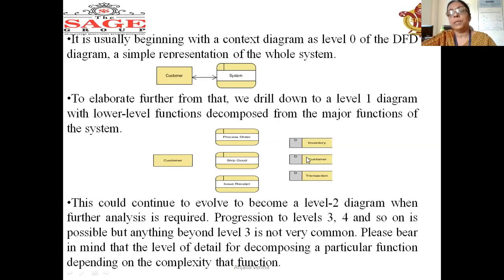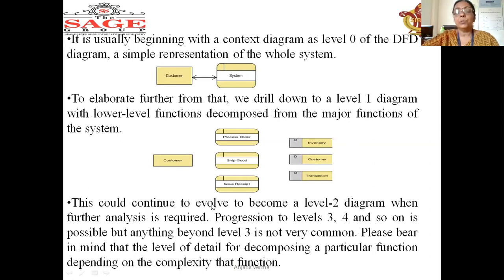Both things must be present in the database, and only then can you place an order. After you place the order, it will go to ship goods, and after ship goods, it will go to the transaction database. The transaction database will produce a receipt which is given to the customer. Okay, this is the first level diagram, where we are exploring or decomposing the system process into three processes.